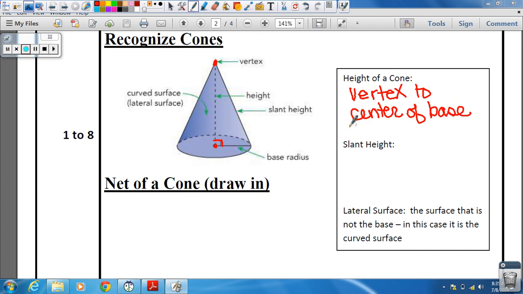Okay, I just said a normal height would be perpendicular to the base. Well, the next thing we're going to discuss is slant height, and it's exactly like what it sounds like. The slant height is at a slant. So it goes from the vertex to a point that's on the circular base. That's why it's called the slant height. Vertex to point on circle.